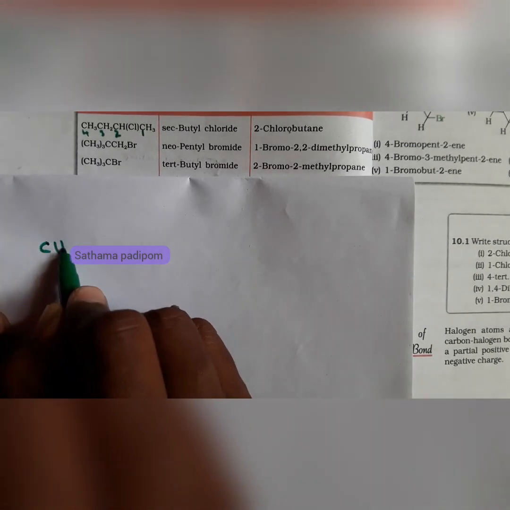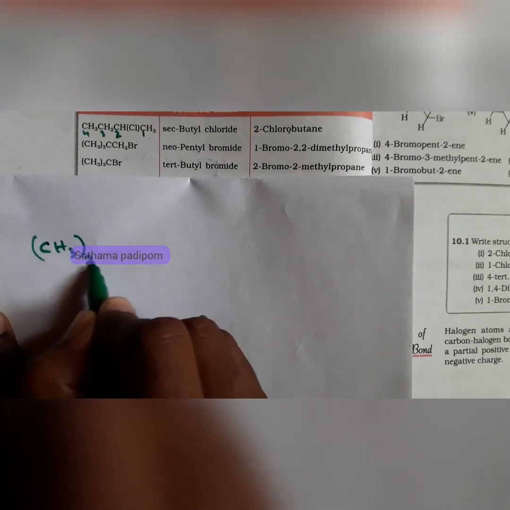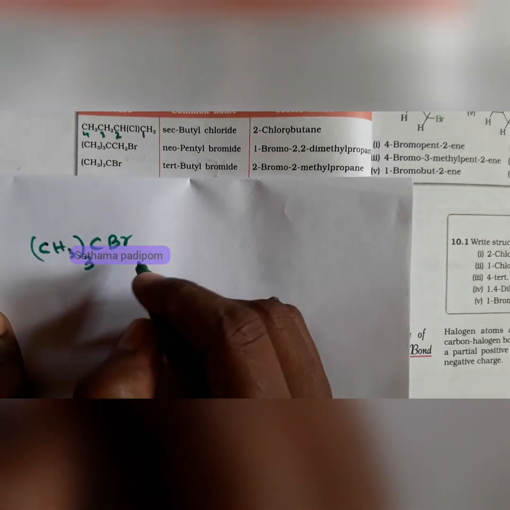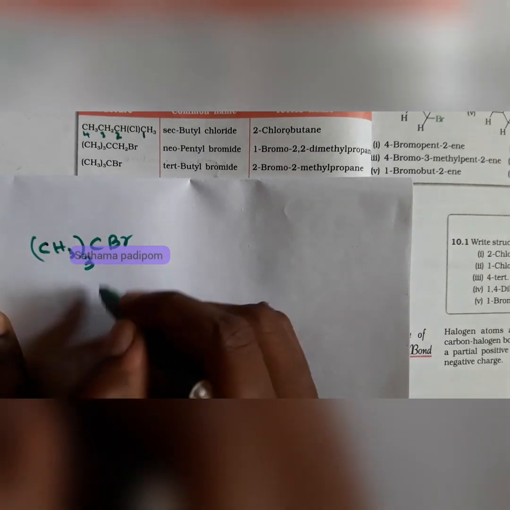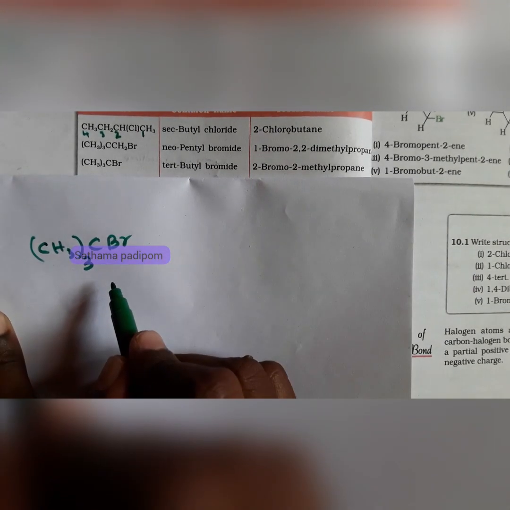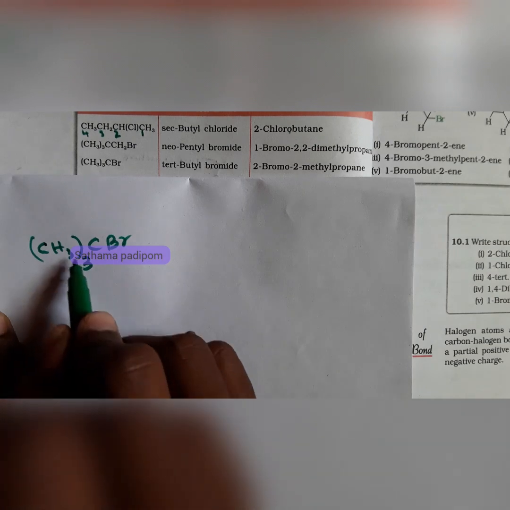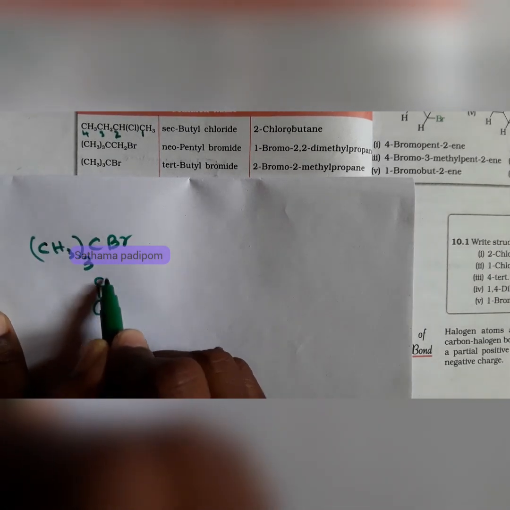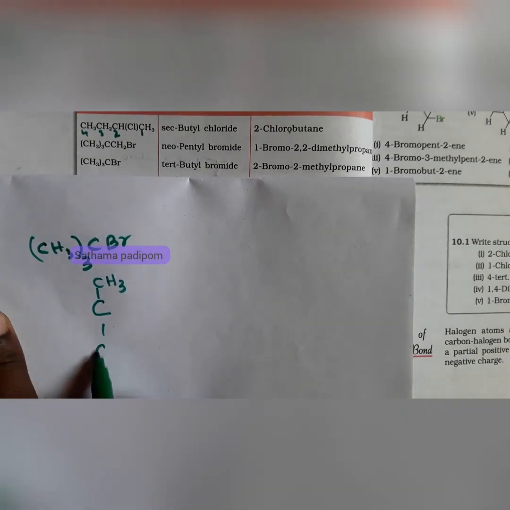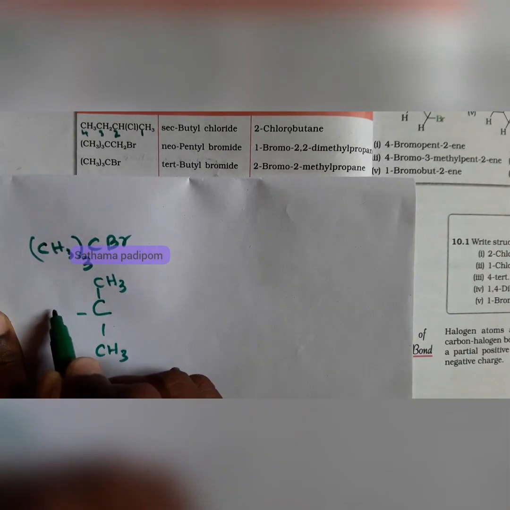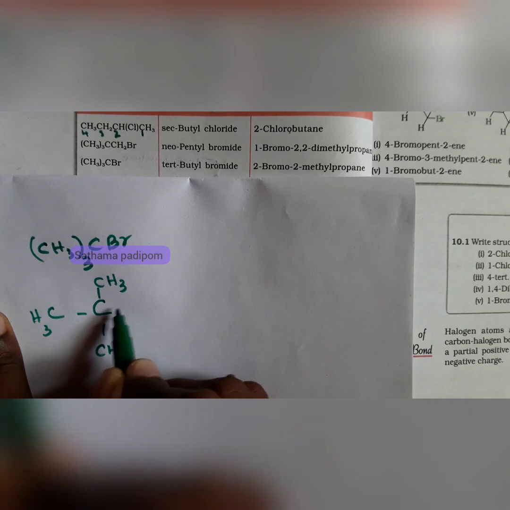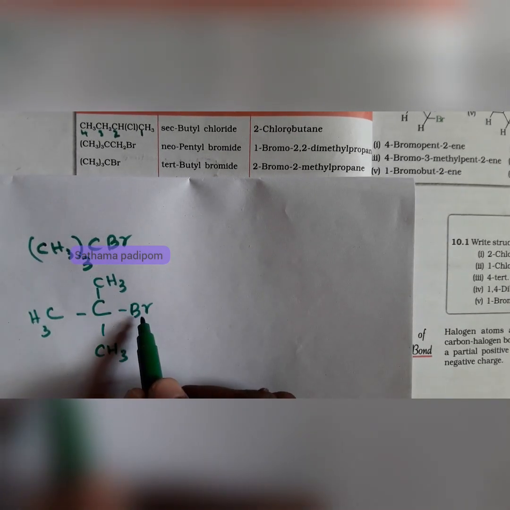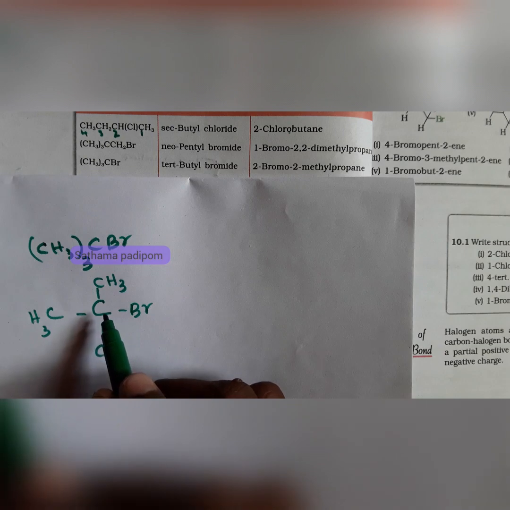ஓகே ஓகே, நெக்ஸ்ட் ஸ்ட்ரக்சர் பார்த்தீங்கன்னா CH3 3CBr. Okay, so until you practice you have to elaborate and write the structure. Okay, so இதை இப்போ நம்ம எப்படி எழுதலாம்? ஸோ 3 மெத்தில் குரூப் இருக்கு. ஸோ கார்பன் CH3 CH3Br.